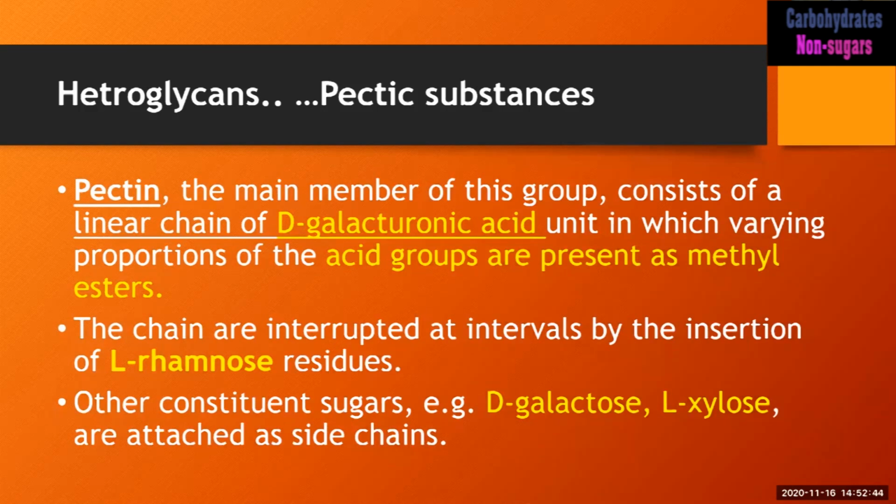The main member of this group consists of a linear chain of D-galacturonic acid. If you remember the acid derivatives of glucose and galactose, aldonic, aldaric, and uronic acid, this is a galacturonic acid. So the linear chain is of galacturonic acid in which a varying proportion of acid groups are present as methyl esters. The chain is interrupted at intervals by insertion of a rhamnose residue. So within the chain there is a rhamnose molecule, and the other sugar constituents of pectic substances are galactose and xylose. They are attached as a side chain.